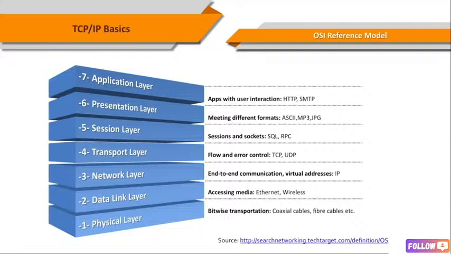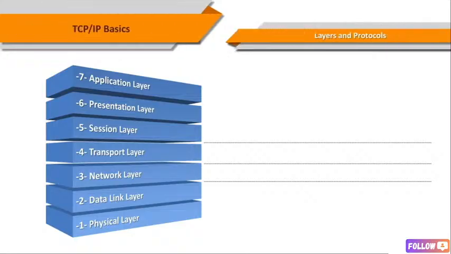Layer 1, the physical layer. This layer conveys the bit stream through the network at the electrical, optical, or radio level. It provides the hardware means of sending and receiving data on a carrier network. Let's see some of the most famous protocols of the layers.